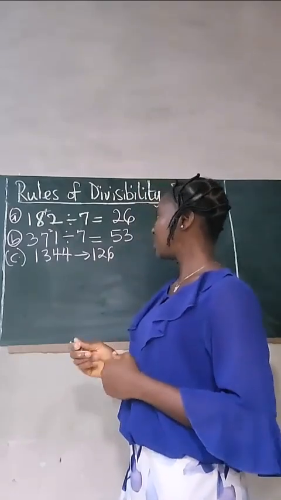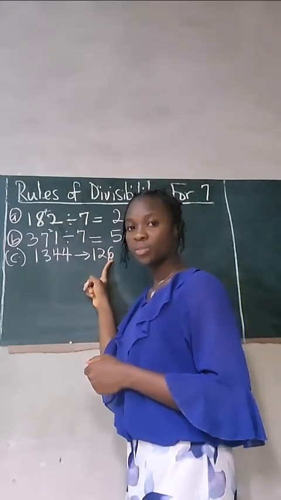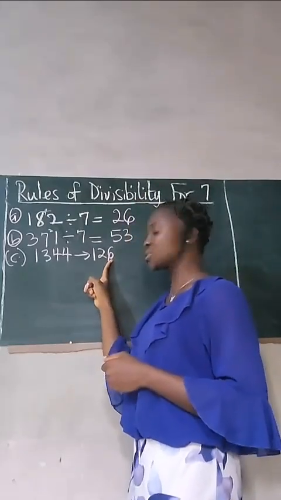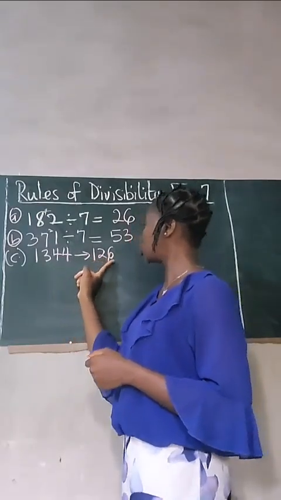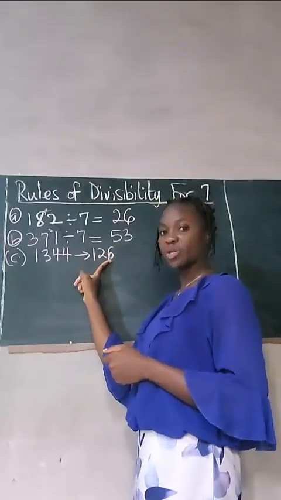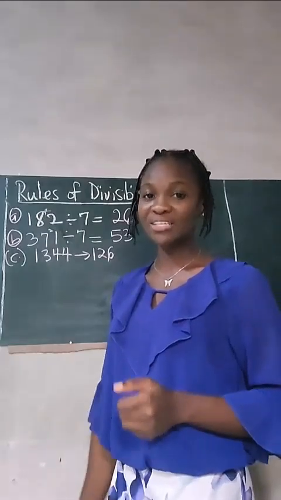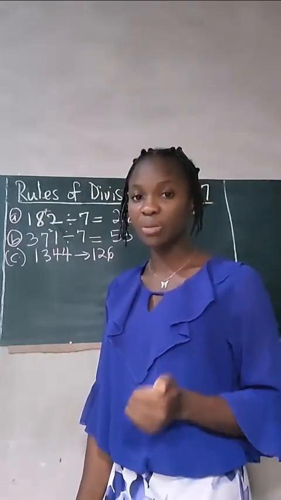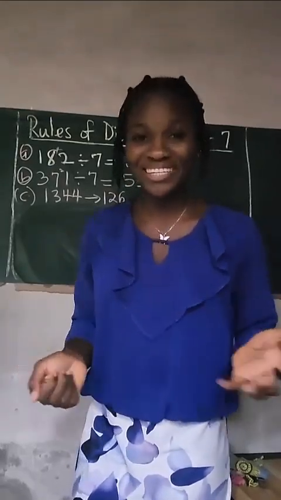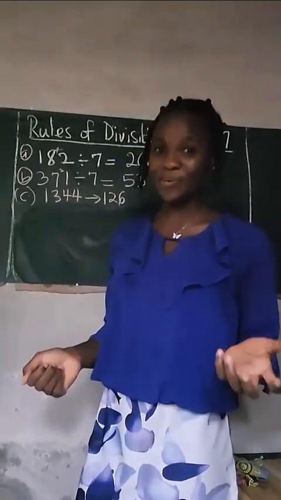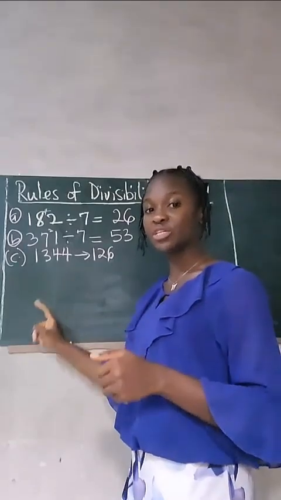Now let's check. We are going to repeat that same rule here. So 6 is the last digit here. So let's double 6. 6 times 2, that's 12. The remaining number here is 12. 12 minus 12, which is what we got when we doubled 6. So 12 minus 12 is what? 0. Is 0 divisible by 7? 0 divided by 7 will give us 0, remainder 0. So that would make 1344 divisible by 7.